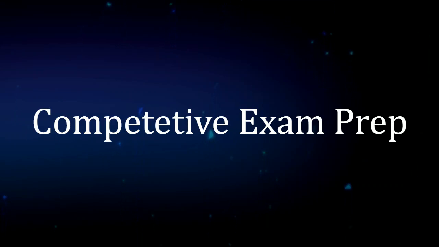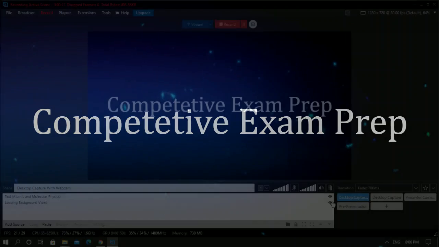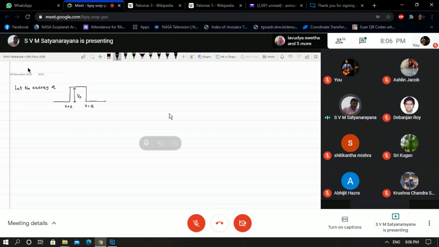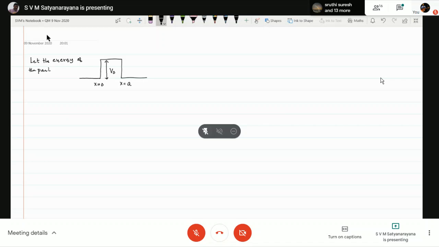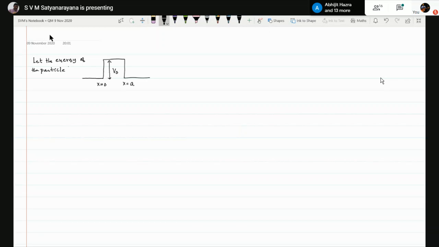Let us mark this point as x equal to a. Let the energy of the particle be E, which is greater than V. Okay, so the energy of the particle is E, which is greater than V.